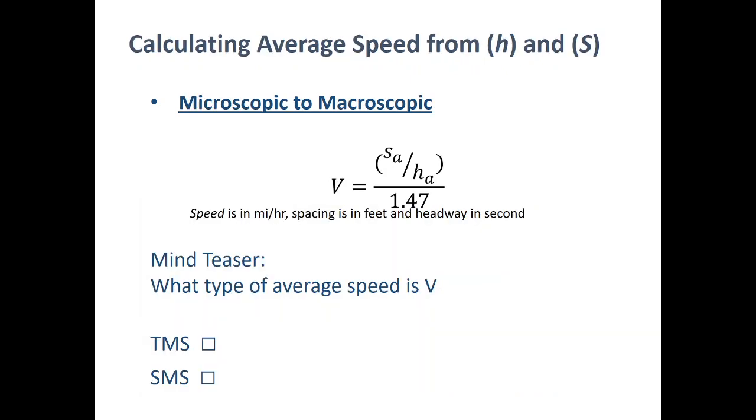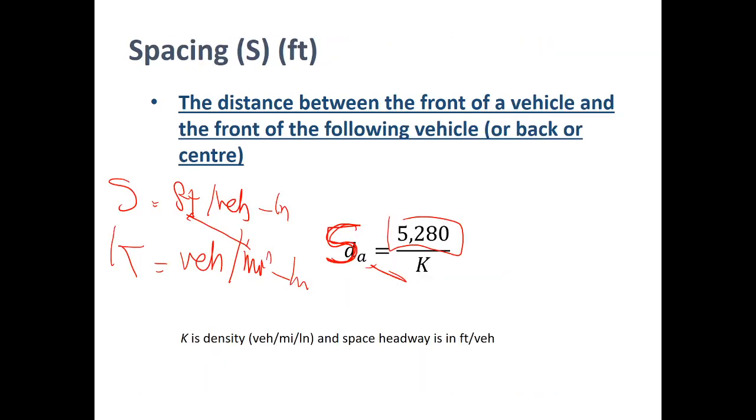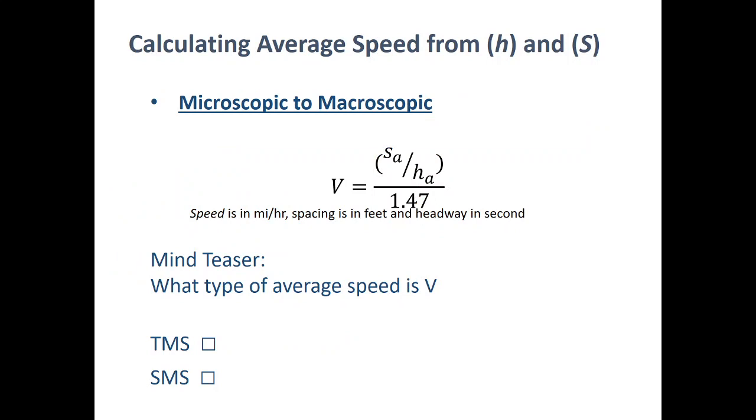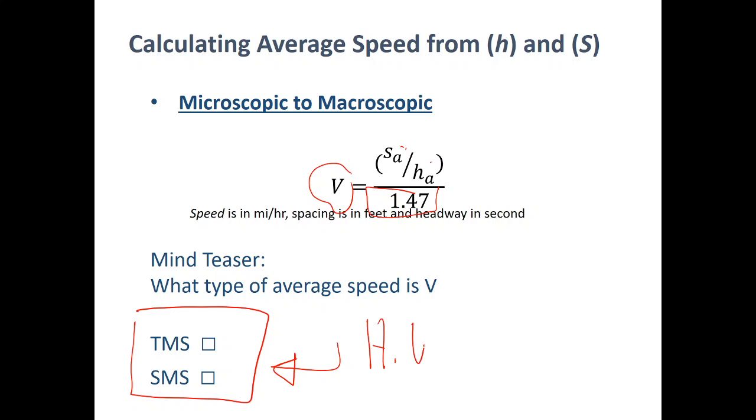And these two equations here are how we transfer from macroscopic to microscopic. And also we can calculate average speed from H and S. Yes, we can do that. So putting the S divided by H and dividing by 1.47 to put it in miles per hour, we can calculate the time mean speed. And I want you to think about this, guys, and tell me as part of your homework that you will submit: what type of speed is this? Is it time mean speed or space mean speed, and why?